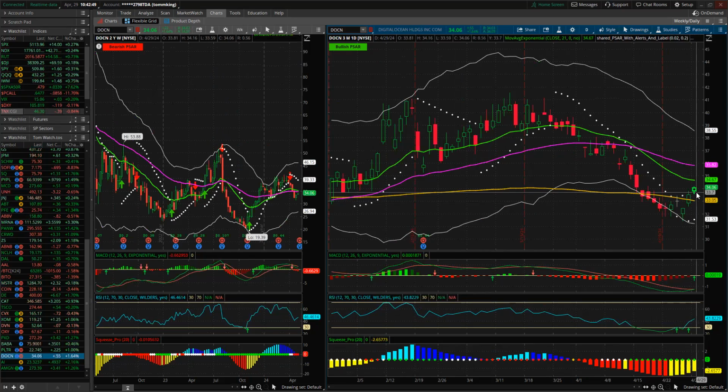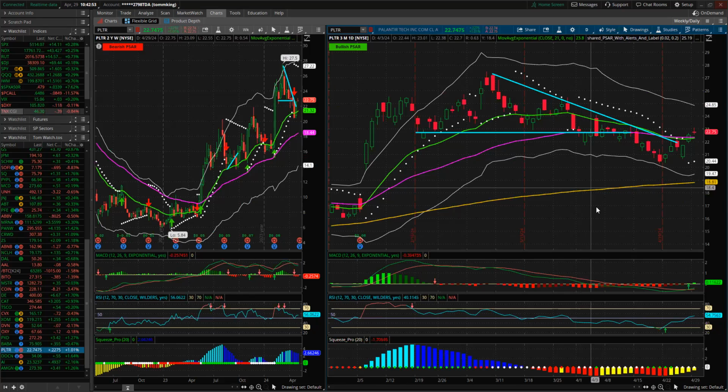A nice swing, moving higher. This thing looks really good. I think Palantir, which is heading into earnings, looks really interesting. It's broken this downtrend line, but you've got earnings. But I think Palantir here looks really good. Earnings are on May 6th, so nothing you can do.